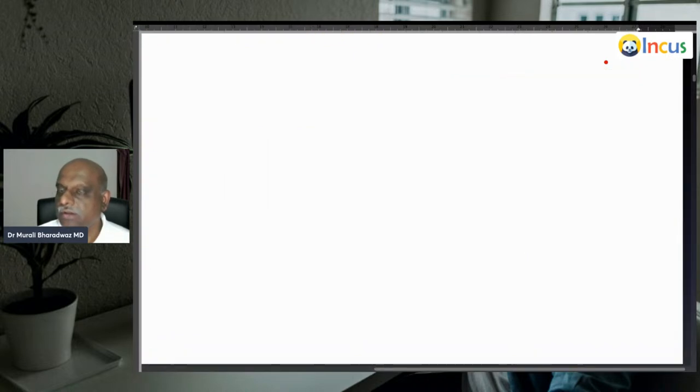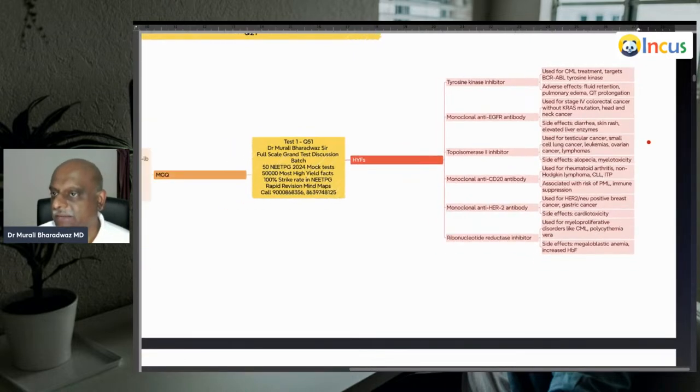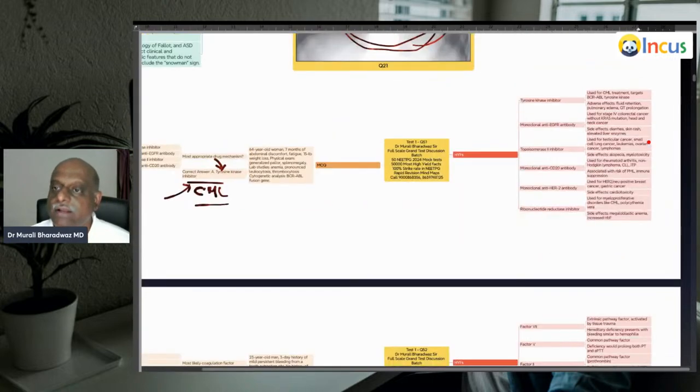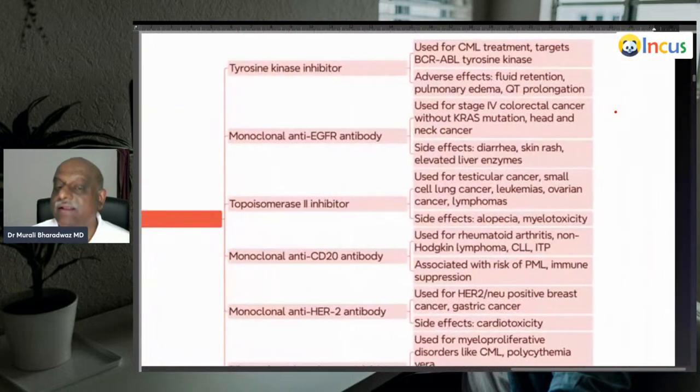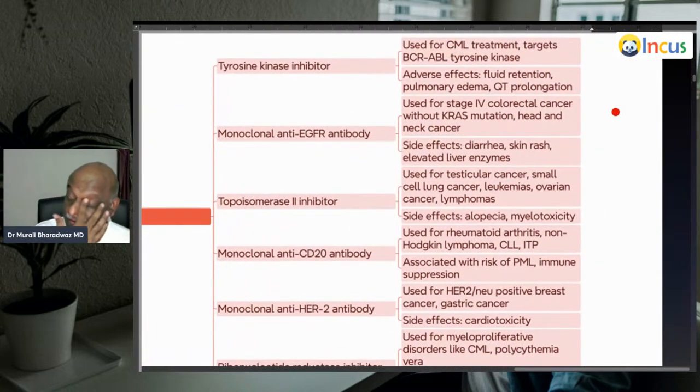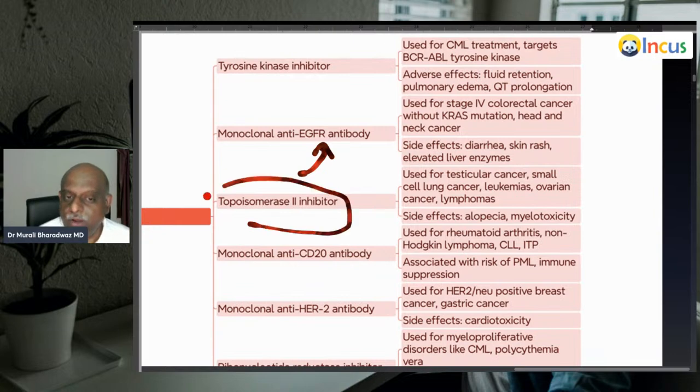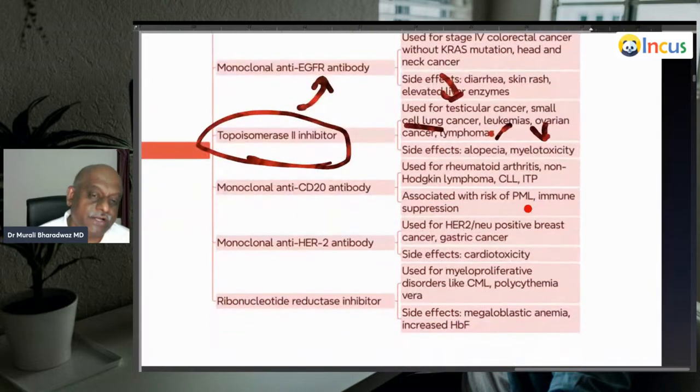So, tyrosine kinase inhibitor. So, where do we use? Monoclonal anti-EGFR antibody, doctor, for the colorectal cancers without KRAS mutation, head and neck cancers, we use anti-EGFR antibody. Topoisomerase II inhibitor is for the testicular cancer, small cell lung cancer. It leads to alopecia and myelotoxicity.